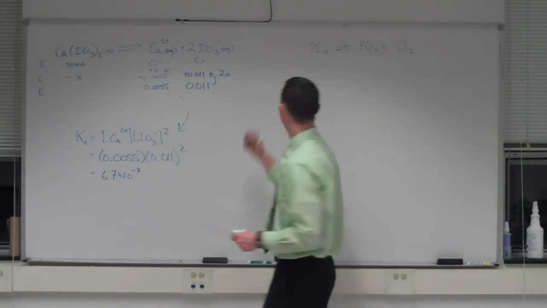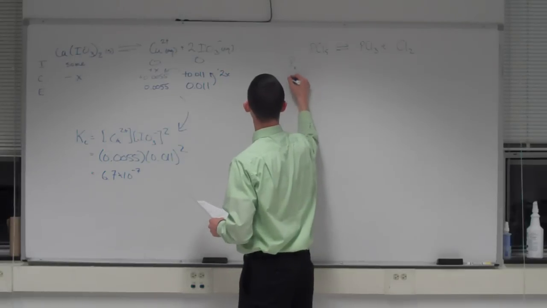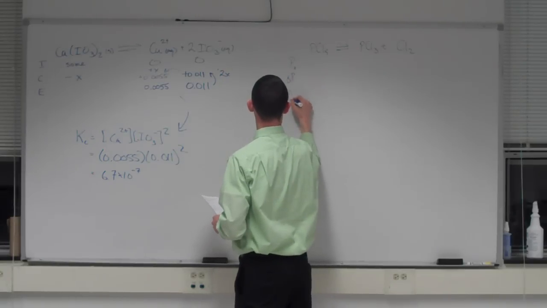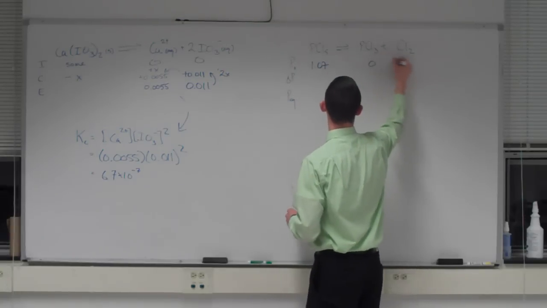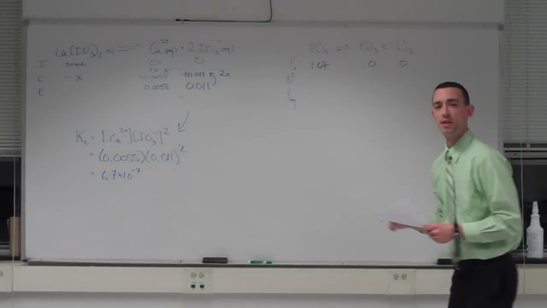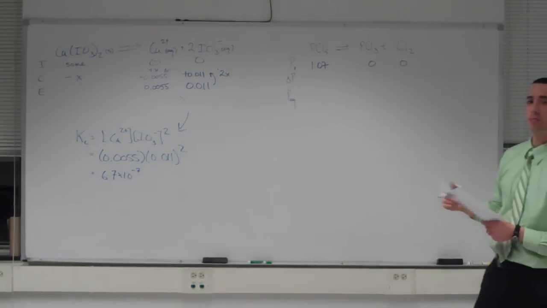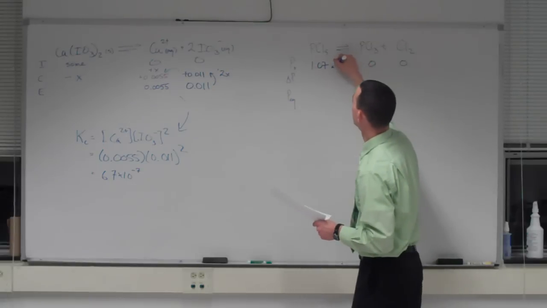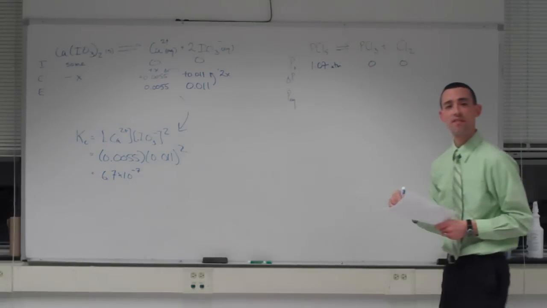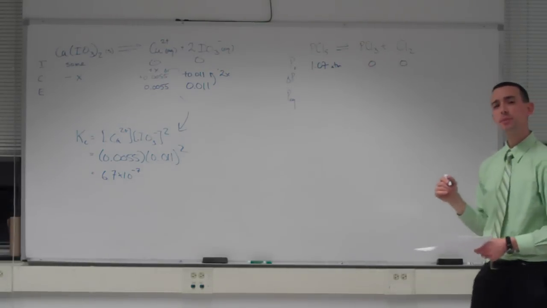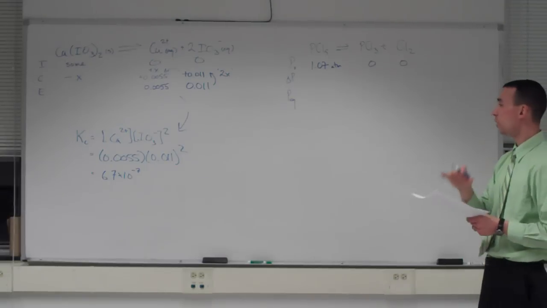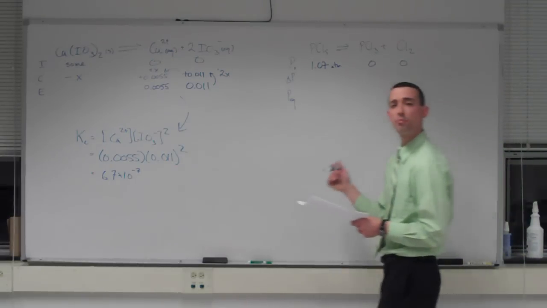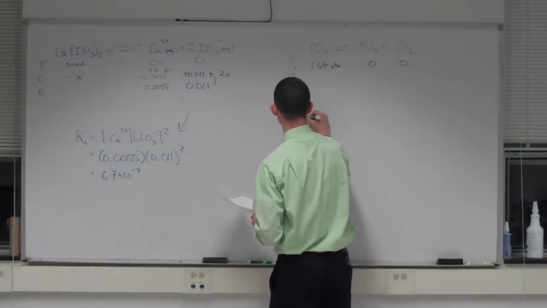We're given some information about our initial conditions, and then a rather puzzling way to be told what's going on in equilibrium. So we're told we start with 1.07 atmospheres of the PCl5. The next piece of information that we're told is that at equilibrium, the total pressure is 1.54 atmospheres.